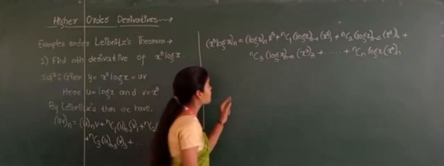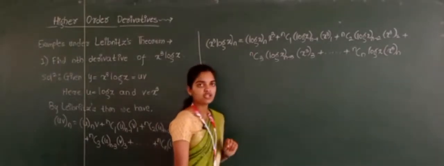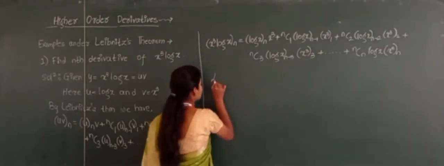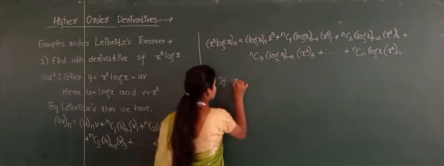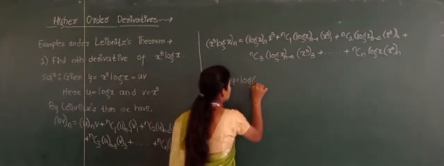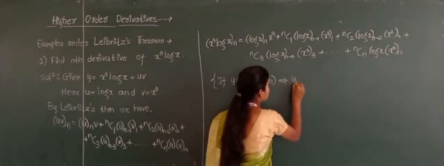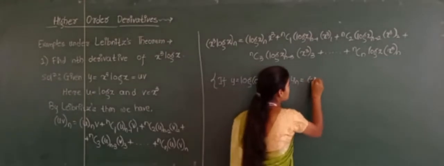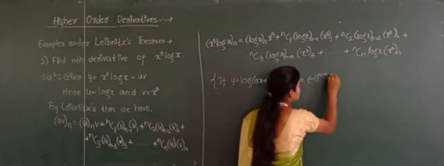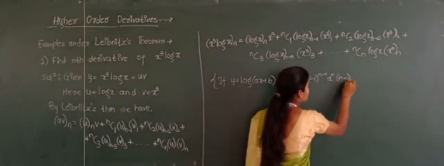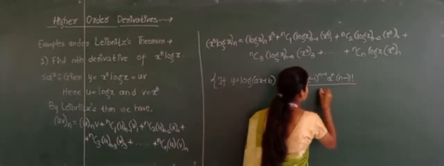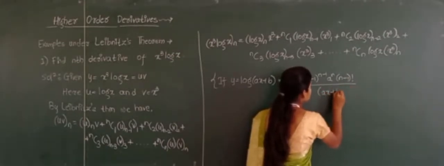Now see here, we need the nth derivative of log x. If y is equal to log of ax plus b, this we have derived: the nth derivative of log of ax plus b is minus 1 raised to n minus 1, a raised to n, into n minus 1 factorial, divided by ax plus b raised to n.